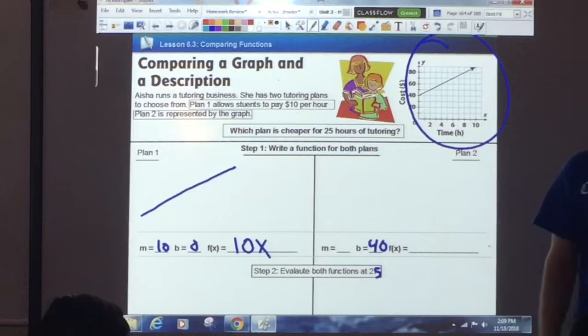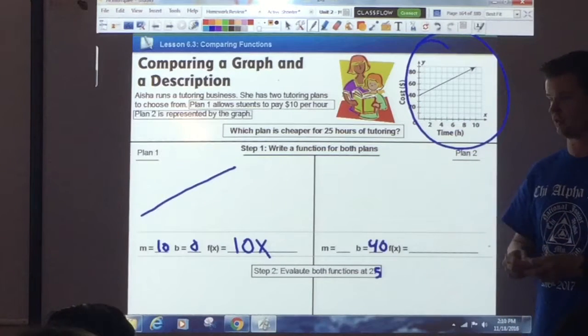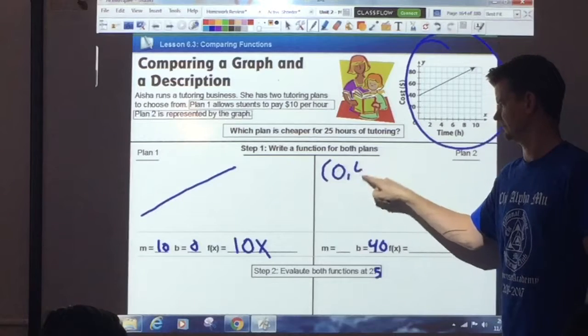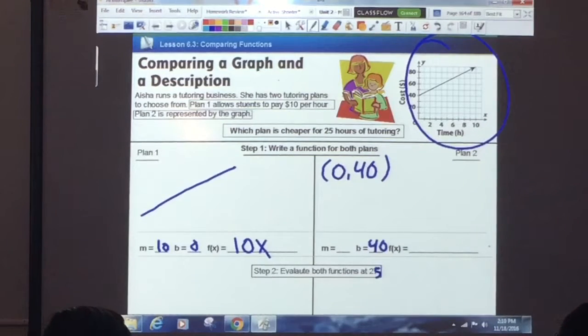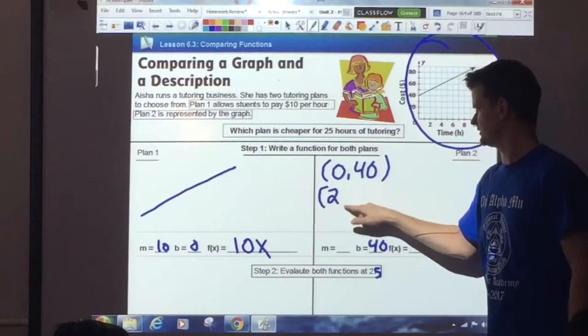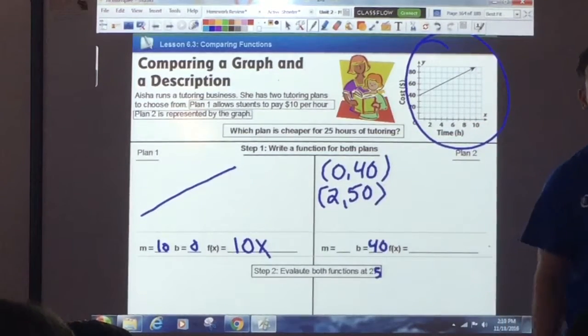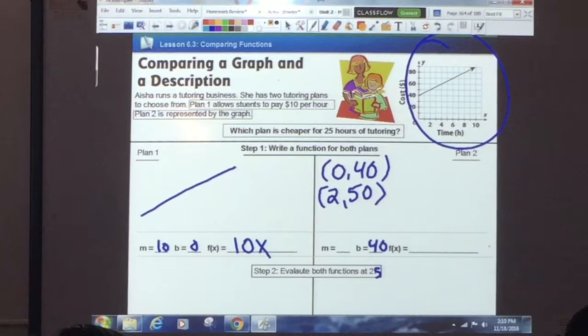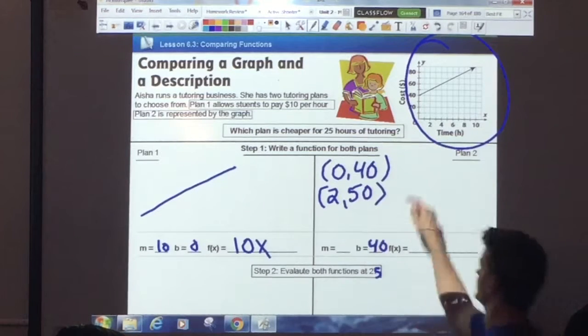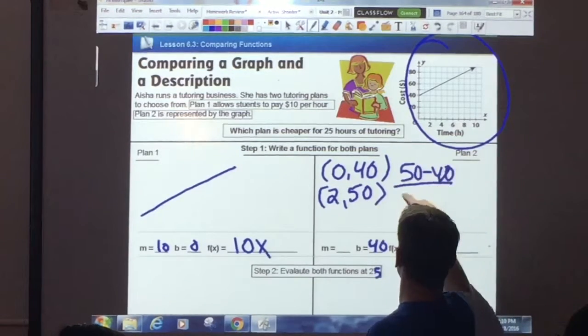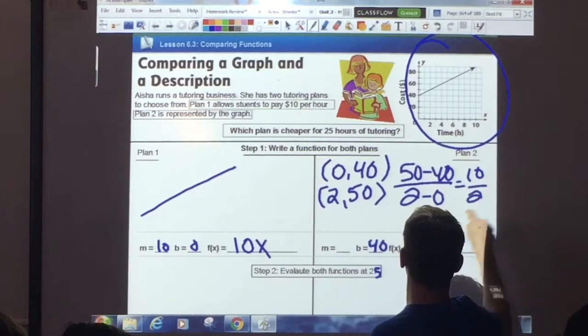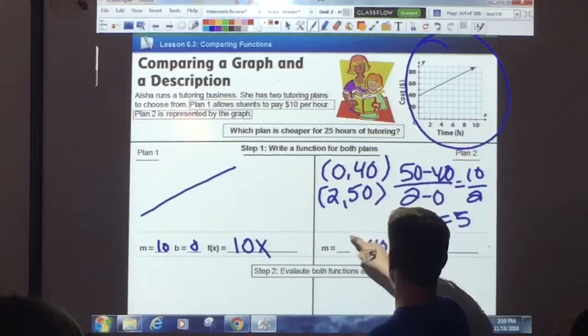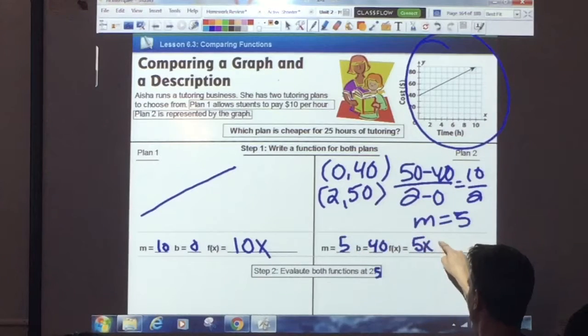So 40. And what she said is actually good because that gives me one of the coordinate pairs I need to find the slope. So I have 0, 40. And then give me another coordinate pair. 2, 50. 2, 50 works. We take this, we run this through the slope formula. What are you putting into your slope formula? 50 minus 40, and then 2 minus 0 gives me 10 over 2, which becomes 5. So my m is equal to 5. My function is 5x plus 40.